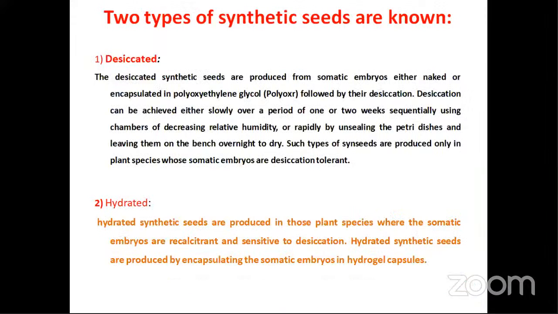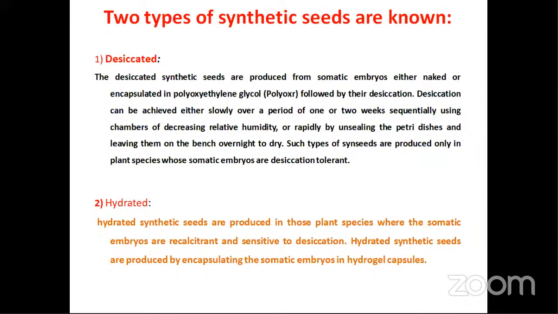There are two types of synthetic seeds known, that is desiccated and another one hydrated. The desiccated synthetic seeds are produced from somatic embryos, either naked or encapsulated in polyoxy, followed by their desiccation. The desiccation can be achieved either slowly over a period of 1 or 2 weeks subsequently using chambers of decreasing relative humidity, or rapidly by unsealing the petri dishes and leaving them on the bench overnight to dry. Such type of synthetic seeds are produced only in plant species whose somatic embryos are orthodox.